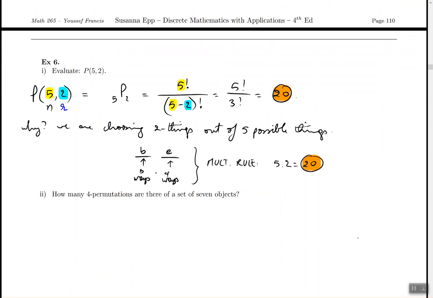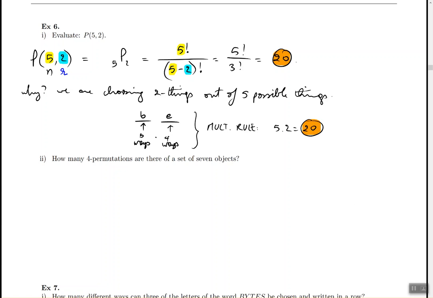Okay. So the next question is, how many 4 permutations are there out of 7 objects? So another way of saying this question is to write down P(7,4). So this is how many choices are available. The total is 7 things available, and I'm choosing 4 of them. Okay. So according to the formula, it's supposed to be 7 factorial divided by 7 minus 4, the whole thing factorial. Okay. So 7 because that's the n, and 4 because that's the r basically. And so this is 7 factorial divided by 3 factorial, and a calculator will give us the answer, which is 840.